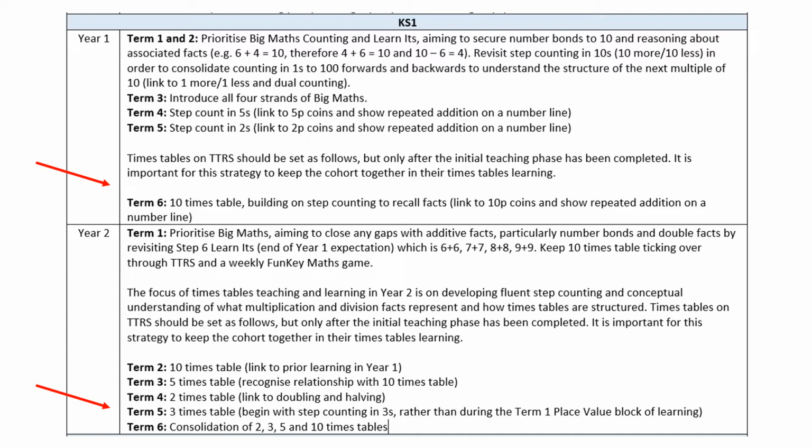In Year 2, the national curriculum states that the children should achieve a secure understanding of their 2s, 5s and 10s times tables, building on their prior learning of step counting in Year 1. Similar to Year 1, we have made the decision for our Year 2 children to progress onto the 3 times tables in Term 5.